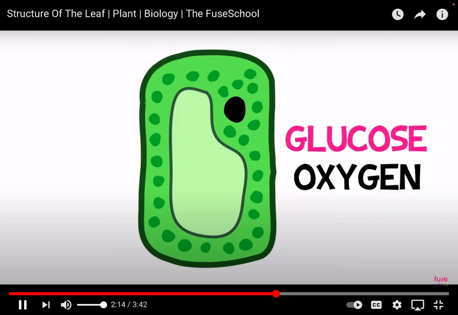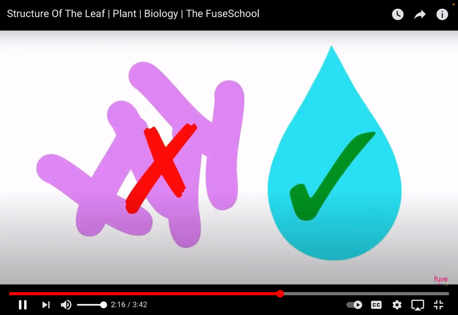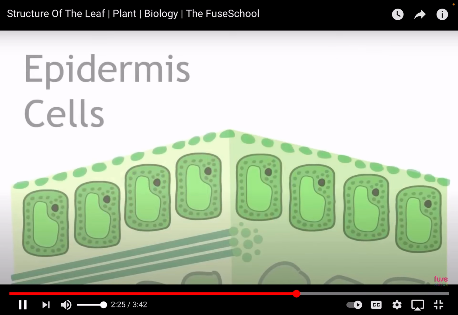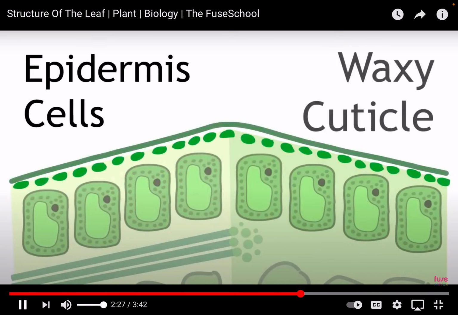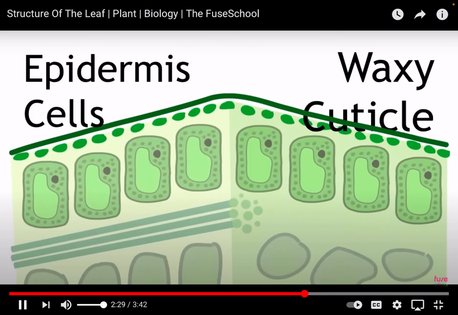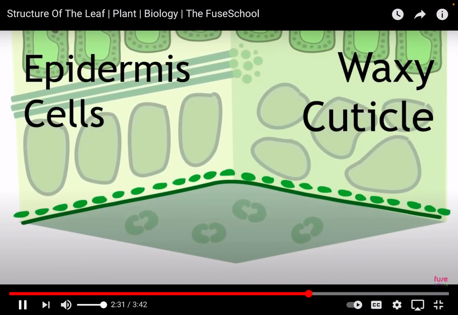But how does the leaf prevent unwanted intruders like bacteria from getting in and stop important reactants from escaping? Above the palisade mesophyll and below the spongy mesophyll are epidermis cells which produce a waxy coating called the cuticle. The cuticle seals up the leaf so that the only way in and out is through the stomata, which are regulated by those guard cells.